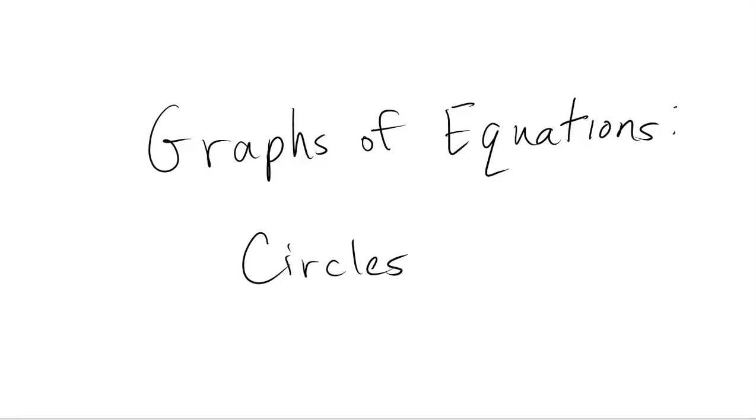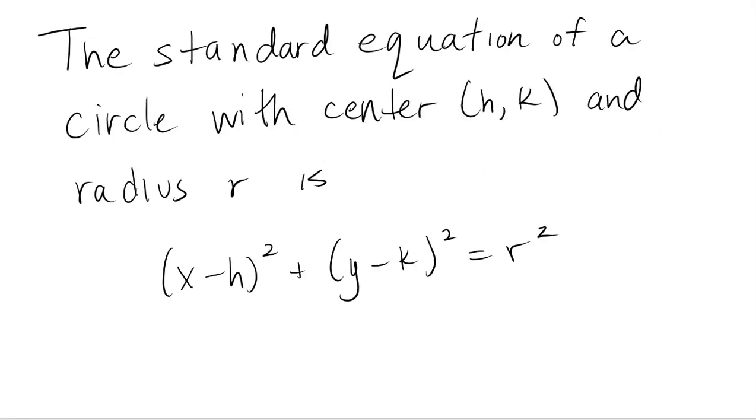As a starting point, let's look at the standard equation of a circle. The standard equation of a circle with center (h, k) and radius r is the square of x minus h plus the square of y minus k equals r squared. Now you can just memorize this formula, but of course I'm going to show you where it comes from, because what kind of math instructor would I be if I didn't bore you with the details, right?